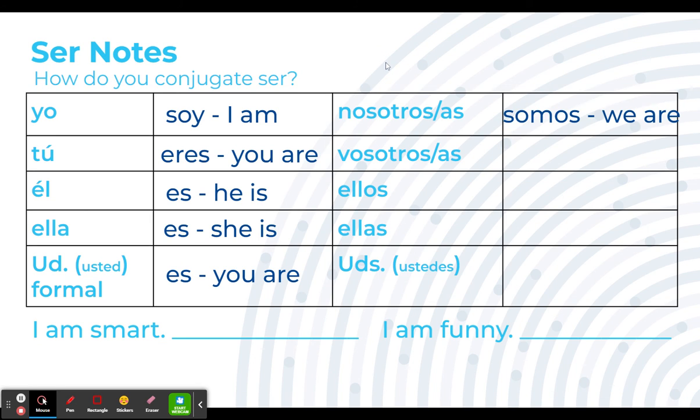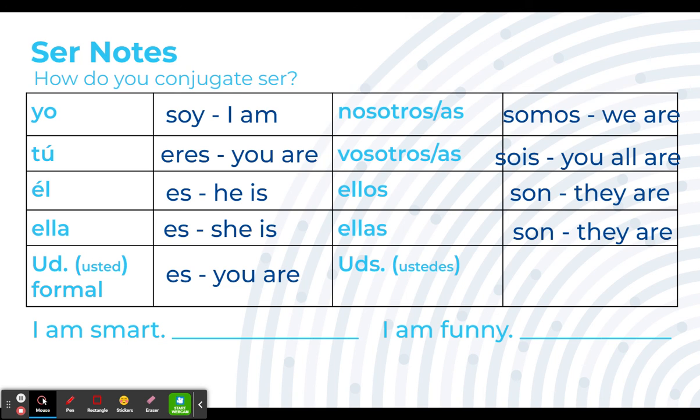Nosotros somos, we are. Vosotros sois, you all are. Ellos son, they are. Ellas son, they are. Ustedes son, you all are. Remember that ellos is masculine or mixed, and ellas is just feminine.